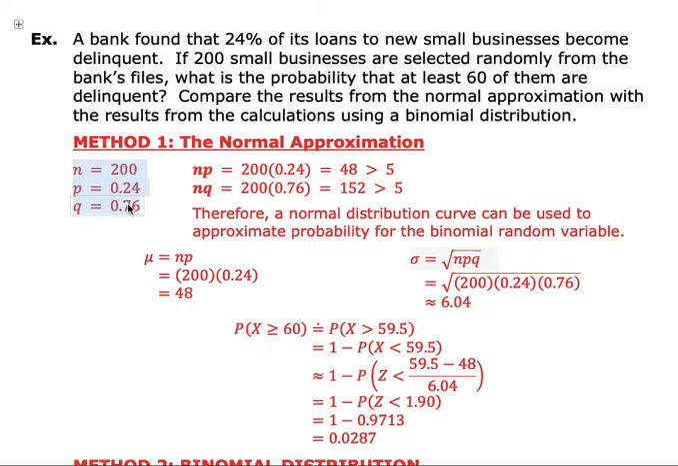So n, p, and q are the following values. We substitute into np and nq to determine if it is an appropriate approximation using a continuous curve for this discrete data. So we use mu is equal to np and sigma is equal to the square root of npq to get our statistics for the sample.